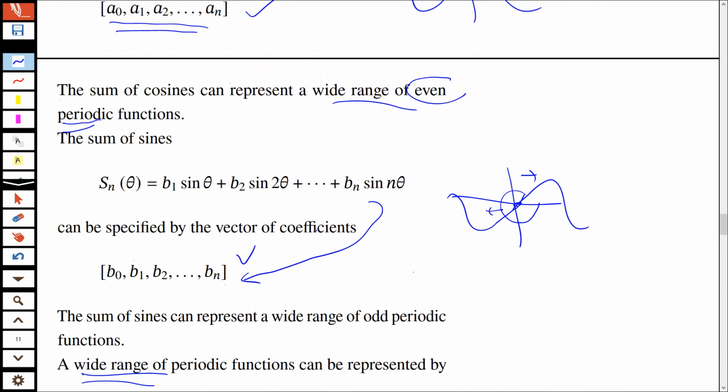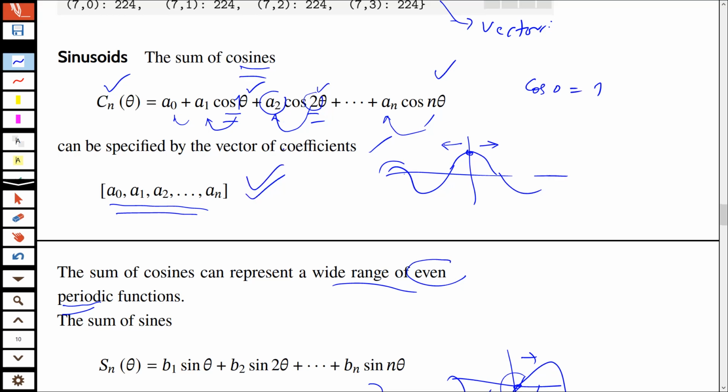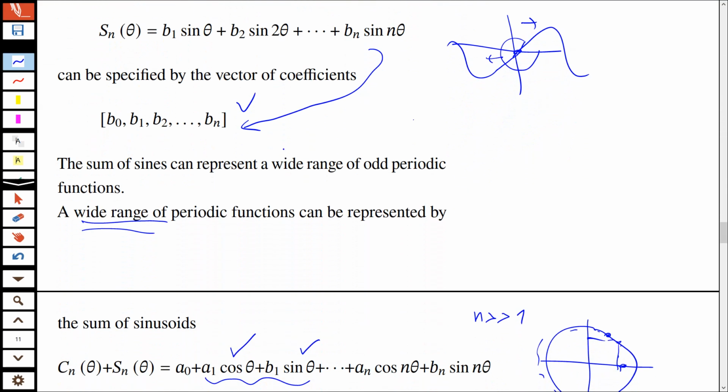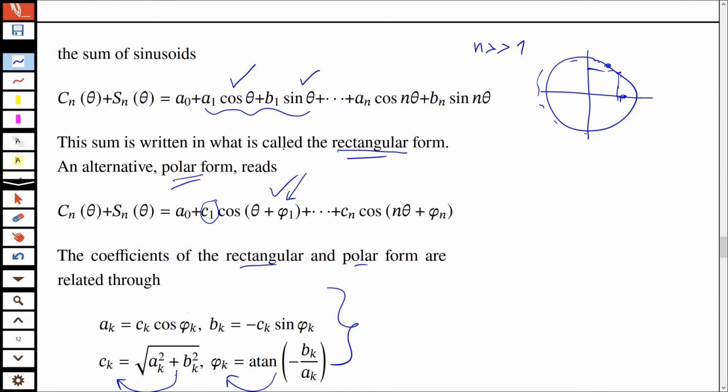If we want to represent things by vectors, it is easy for a sum of cosines, very straightforward. It is easy for a sum of sines, that is also very straightforward. But if I want to represent this general sum of sinusoids, which in the rectangular form has pairs of coefficients, it will be very difficult to represent this by a vector, because if I list this as a list of coefficients, then I have to somehow remember that they alternate, so it's not very convenient.